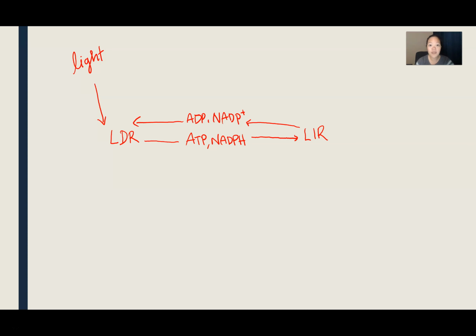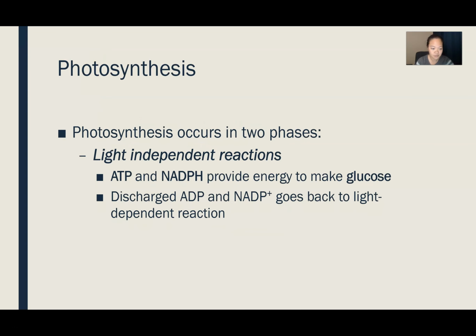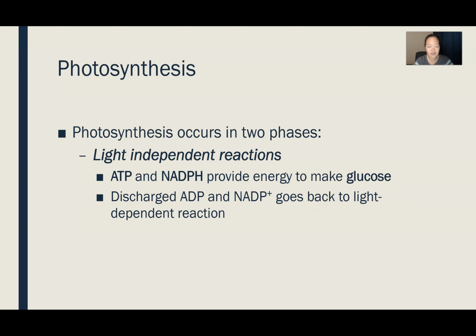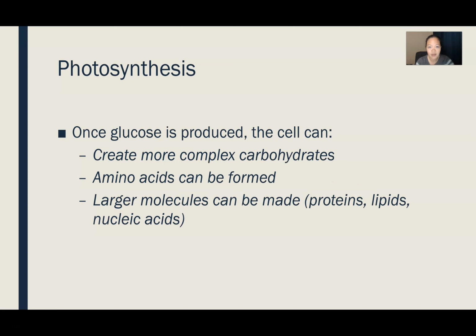Okay, so I hope that helped you figure out how this is working. Light is your main source of energy for the LDR. The LIR needs the ATP and NADPH as its power source from the LDR. Once we go through the light dependent and light independent reactions, eventually we'll make what we want, glucose. So once glucose is formed, all of your body functions can actually do their work.